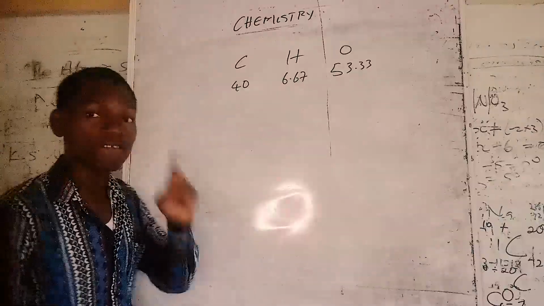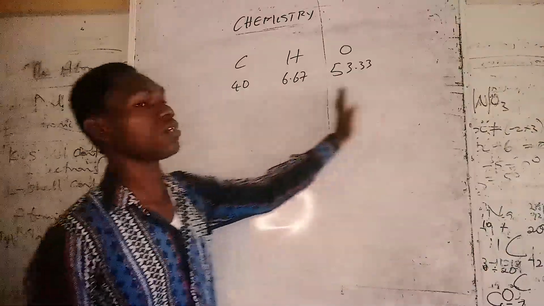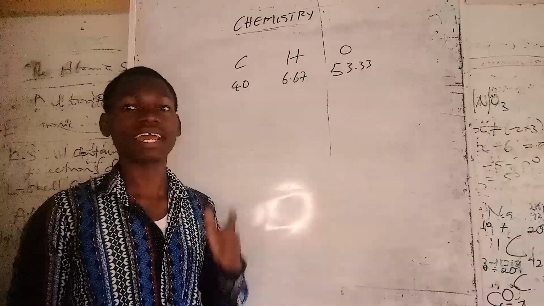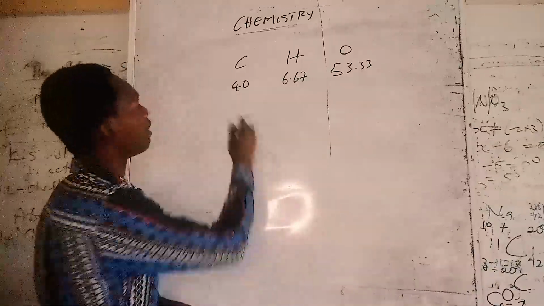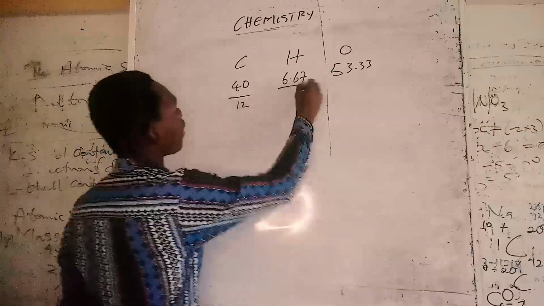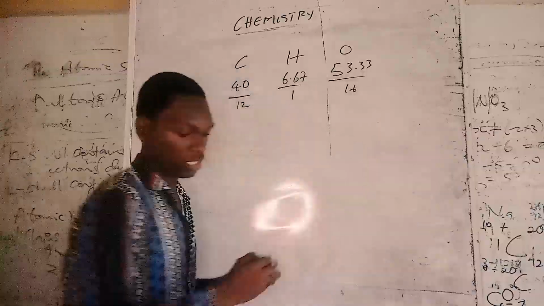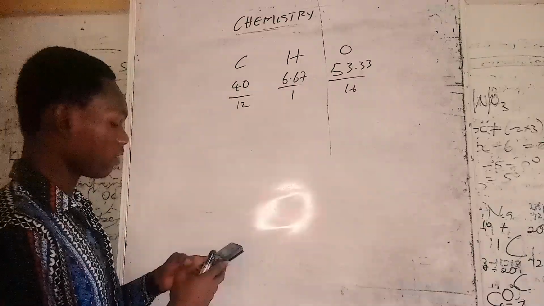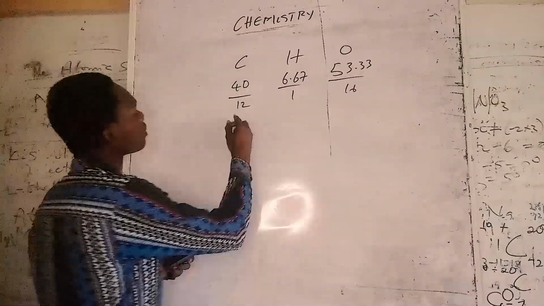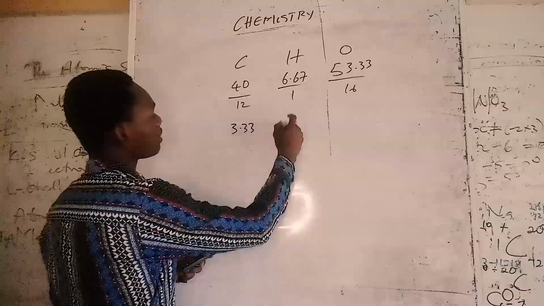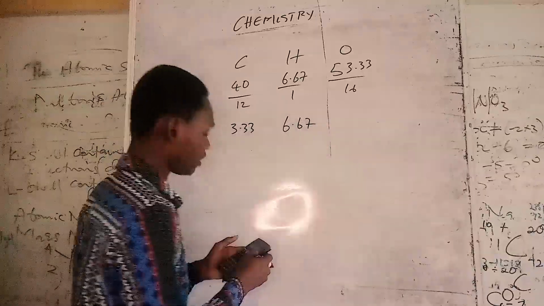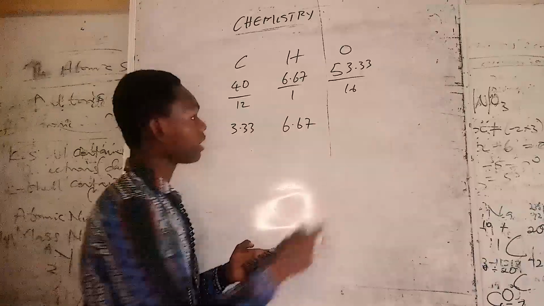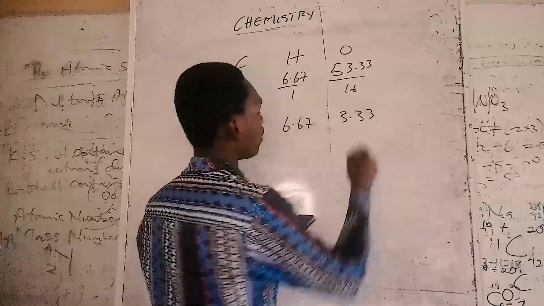Now let's solve. First step, you have to divide each percentage by their respective mass numbers. The mass number of carbon is 12, hydrogen is 1, and oxygen is 16. If we do that, 40 divided by 12 gives us 3.33, hydrogen gives us 6.67, and 53.33 divided by 16 gives us 3.33 also.